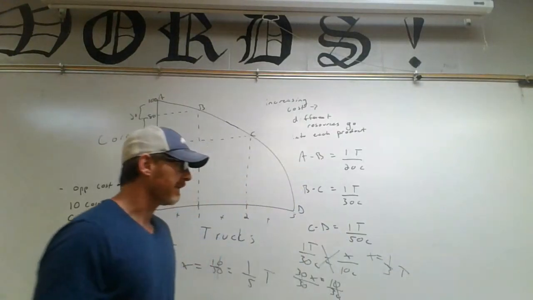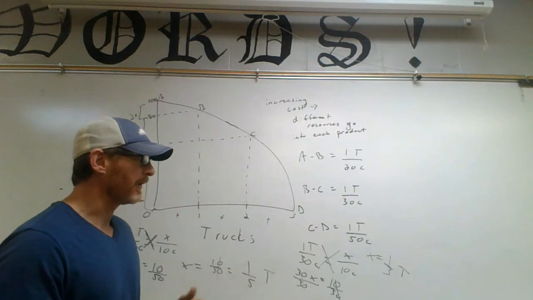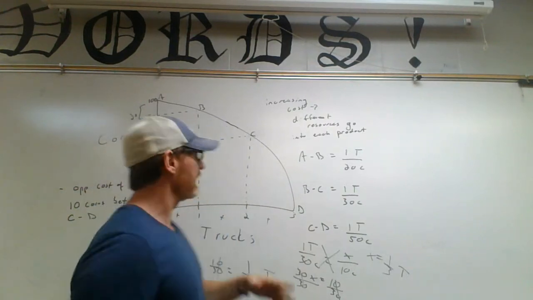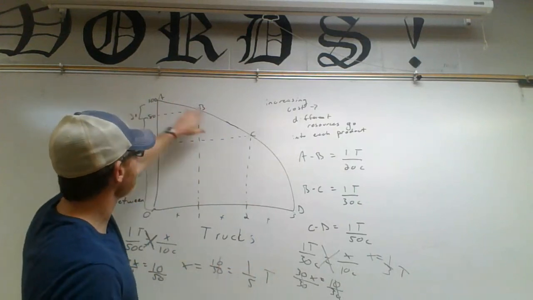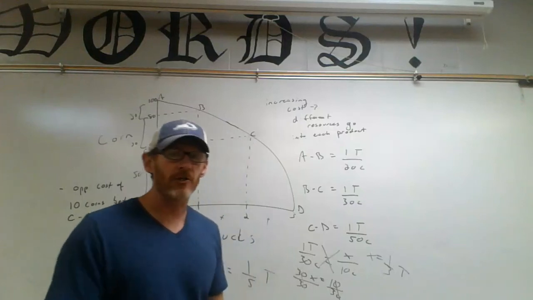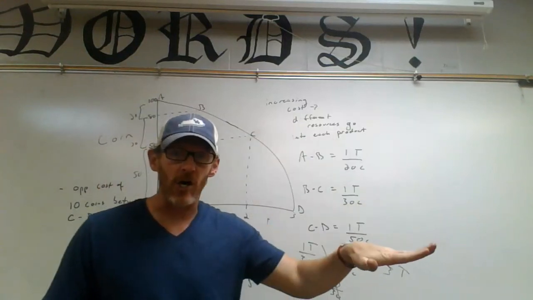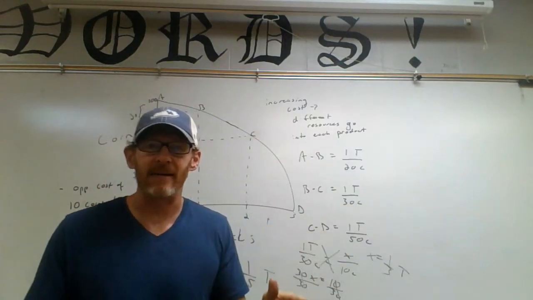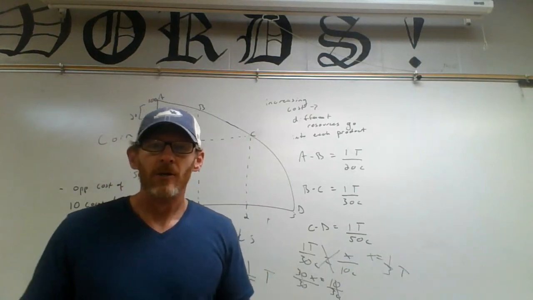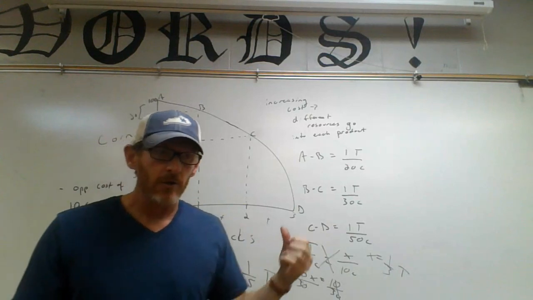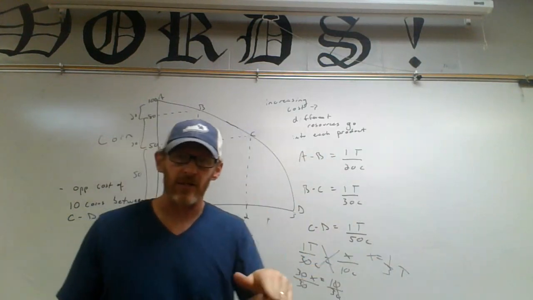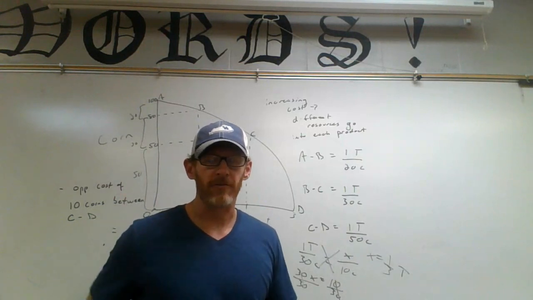So you can see the opportunity cost of 10 corns will be different depending on whether you're talking about between A and B, B and C, or C and D, because it's an increasing cost curve, whereas with constant cost, it's always the same because it's a straight line, because they use the same resources. Okay, so now you've got two constant cost curves and two increasing cost curve examples to look at.